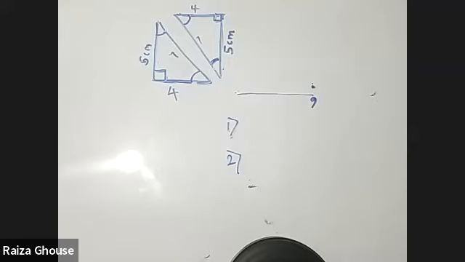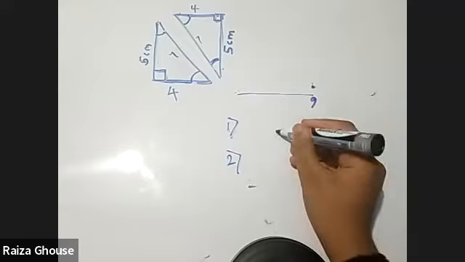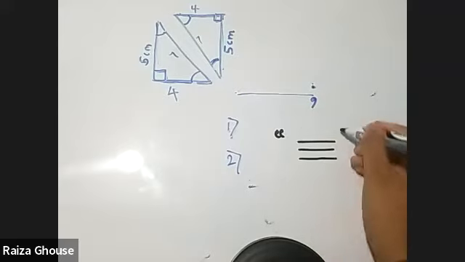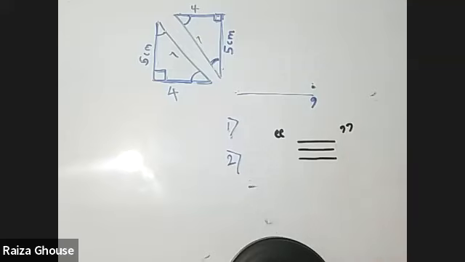Congruency is briefly denoted by the symbol. Write this within inverted commas, and write down this symbol. This is the congruency symbol.